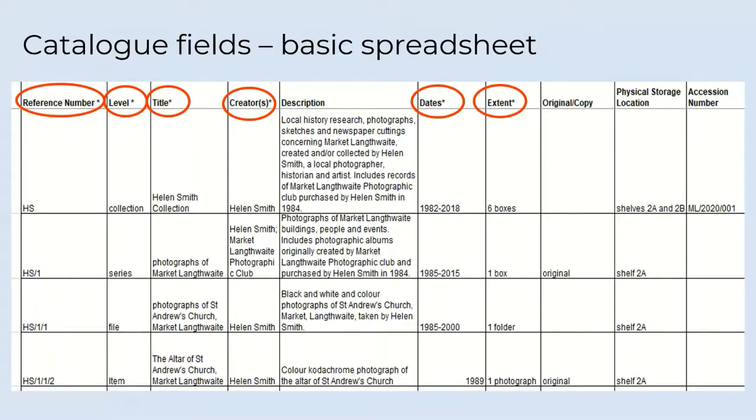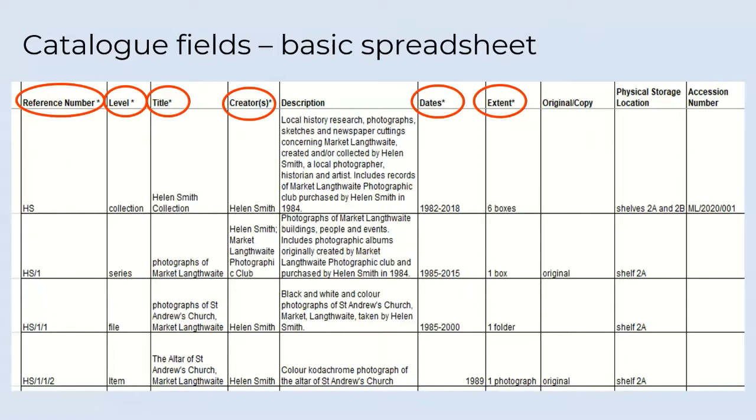The last row contains the entry for the first file of the first series of the Helen Smith collection, so that has a reference HS/1/1. Even more specific, we're now talking about a file of photographs of a particular place, St Andrew's Church in Market Lengthweight, and this is 1 folder.